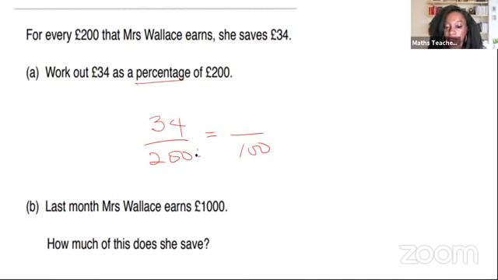So if I divide this by 2, I'm going to get 100. And if I divide this by 2, I'm going to get 17. So it's 17% because it's already out of 100. Anything out of 100 is a percentage. So that's technically worked out easily with that method. Or your child could just do 34 over 200 times 100 over 1. But I would advise that you teach them that once the denominator is 100, they have gotten to their answer.